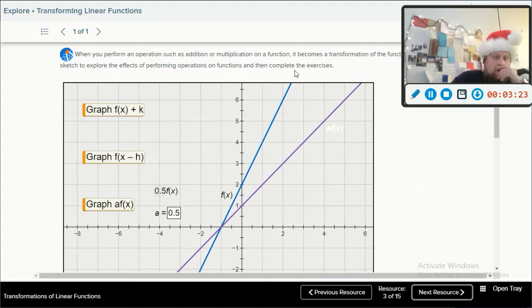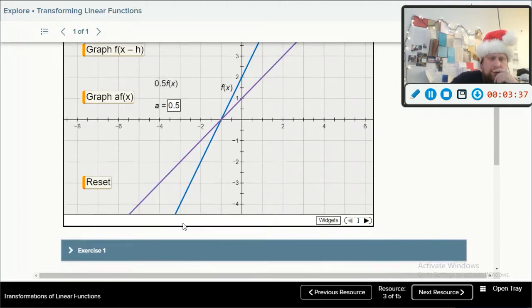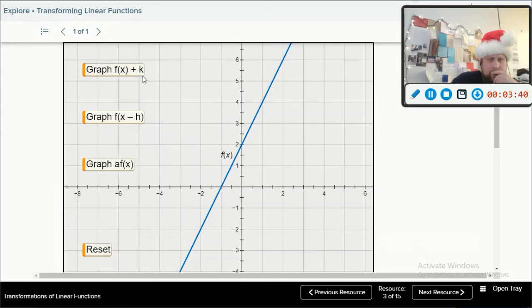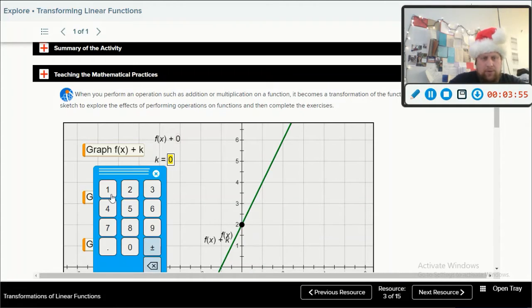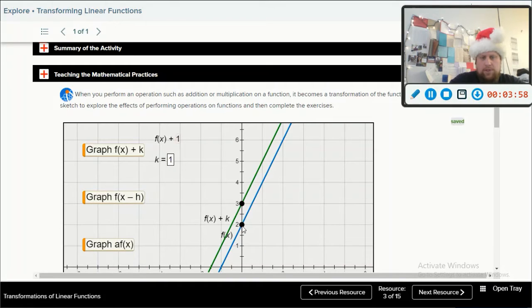So right here, we're talking about translations for these first two. So we have the graph of f of x plus k. In other words, we're doing the function and then just adding some number k. So I'm going to reset this because I didn't reset it last time I used it. Let's look at f of x plus k. Now, I want to start off with k equals 0. So if we're not adding anything to the function, it's f of x plus 0, the function's the same. What happens if I change my k to a 1? So I'm going to add 1. Notice this point right here did what? It went up 1.